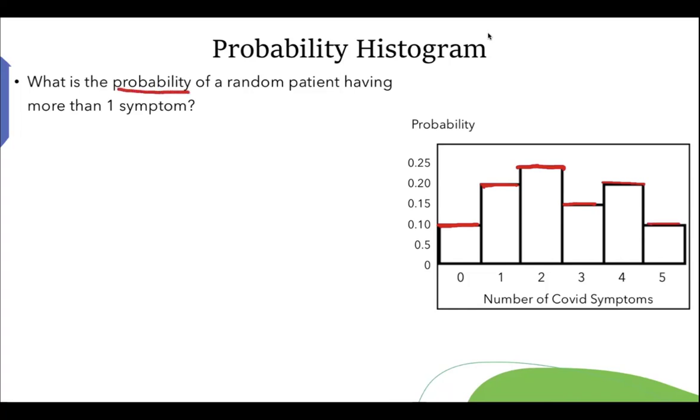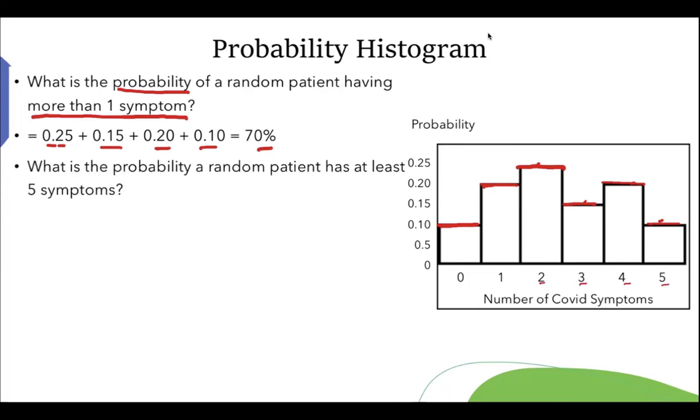The probability of a random patient having more than one symptom, more than one means 2, 3, 4, and 5. That would be the sum of these 4 rectangle probabilities. Adding those 4 rectangles up, we have 70%. The probability of a random patient that has at least 5 symptoms, well, we only have 5 here, so at least 5 just means 5 in this case.